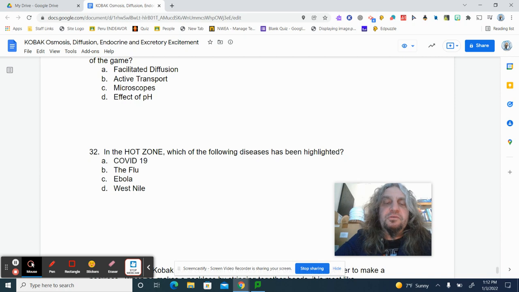As you've read The Hot Zone, which of the following diseases has been highlighted and described? A, COVID-19. B, the flu. C, Ebola. D, West Nile.